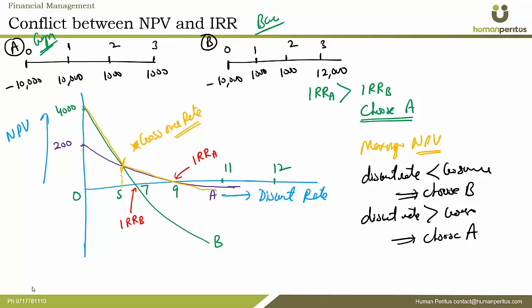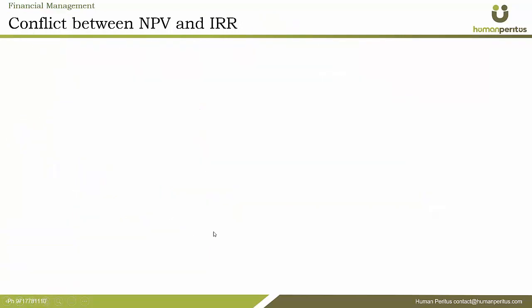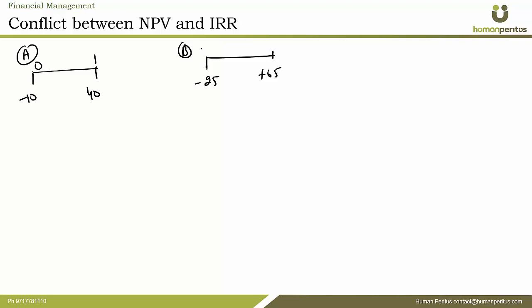Now, I want to tell you another method of resolving conflict between NPV and IRR. Okay, let us look at that. So this is the second method. Second method is what? Again, I come back to my original project. So in Project A I invest -10, I get 40 after a year. Project B, I invest -25 and I get 65 after a year.